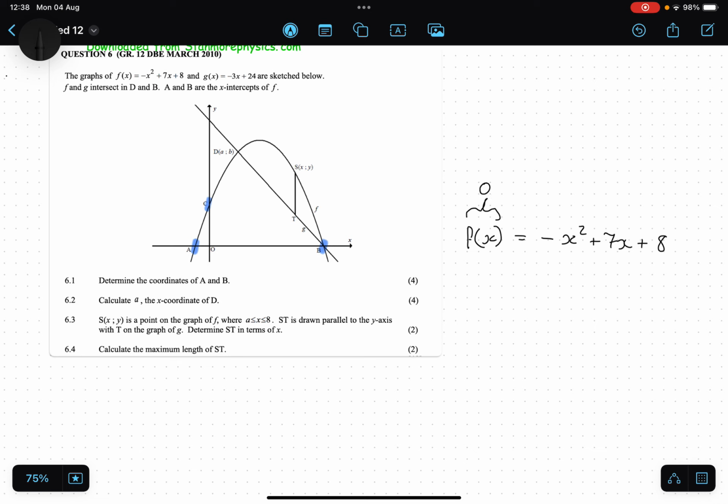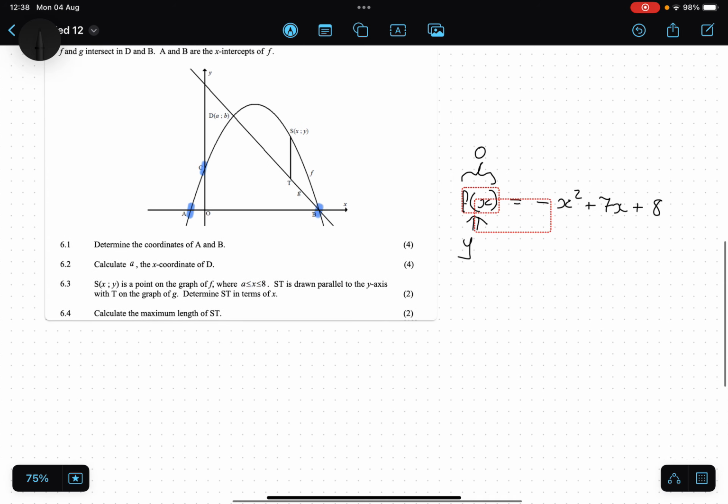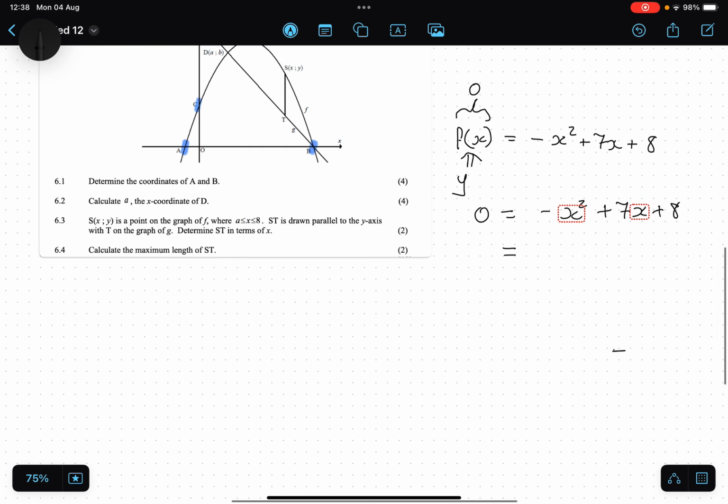Now remember that f of x is just a way of saying y, okay? So that's equivalent to just saying y is equal to. It's just another way we write y, okay? So basically these things are the same thing. So we set that to 0 and then we solve for our x value. Now remember that this is a quadratic equation, so we are going to have to solve it using that method.